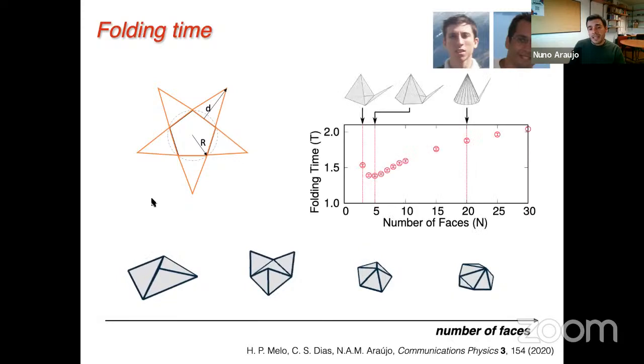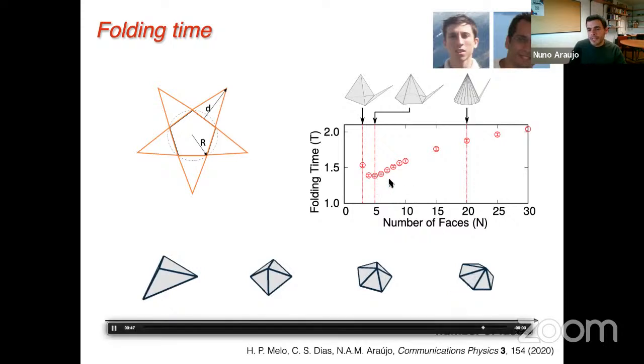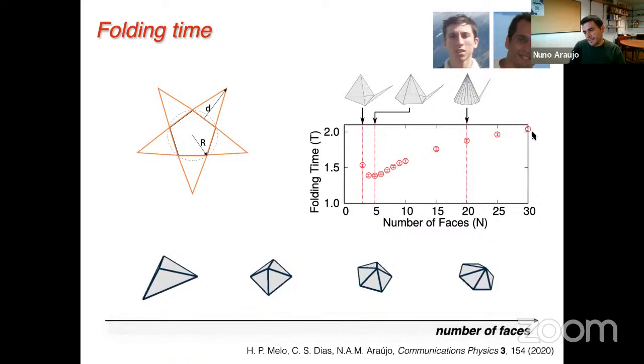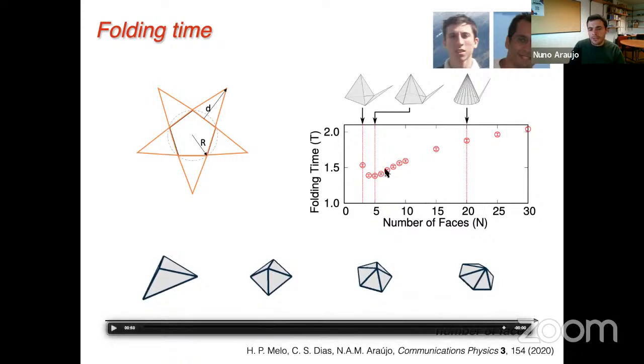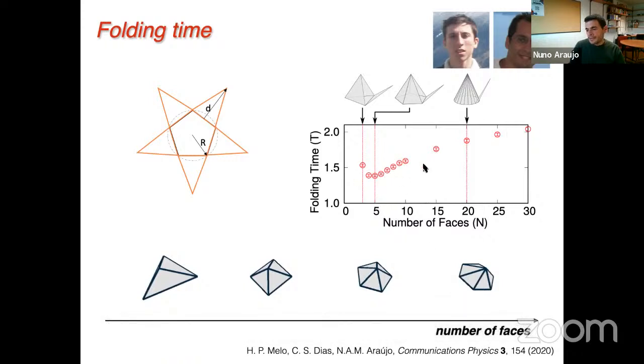And what we see is that we get a non-monotonic dependence of the folding time with the number of faces. We clearly see that the folding time initially decreases with the number of faces. So it becomes faster if we increase the number of faces, but if you keep increasing the number of faces, it increases again. And you see that you have an optimal value of the number of faces around 5.